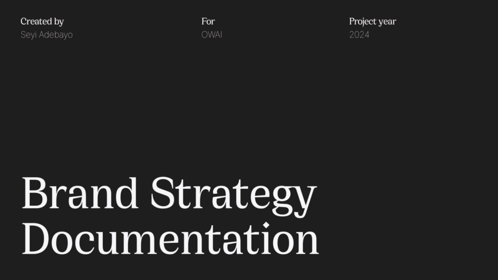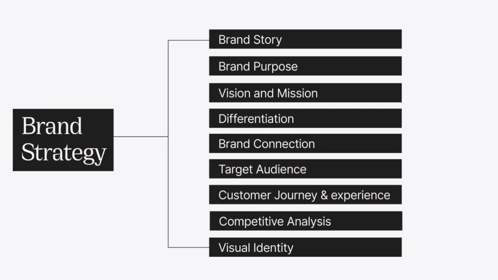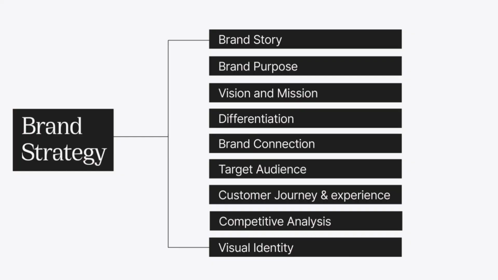So this is just brand strategy documentation created by me for OWAI. This is the outline. I broke down my strategy into brand story, brand purpose, vision and mission, differentiation, the brand connection, target audience, the customer journey and experience, the competitive analysis, then last but not the least, the visual identity. Being able to break down the first 1, 2, 3, 4, 5, 6, 7, 8, 9 will help me get my visual identity correct.